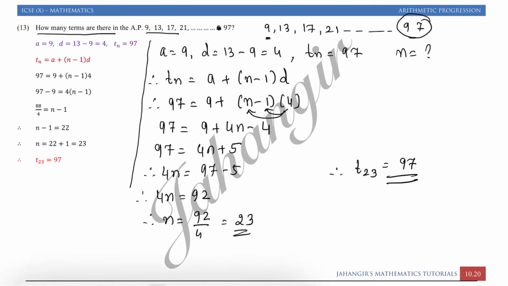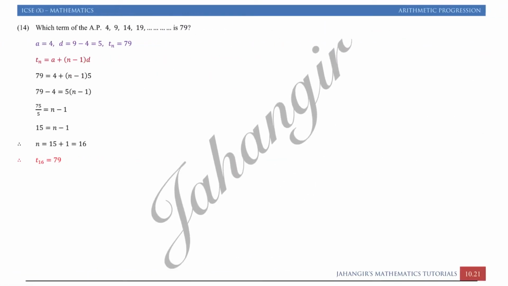If you keep his, then also it's okay. We can say how many terms are there in AP, this is 96. We can say, but if you delete, it's fine. Next question, question number 14.